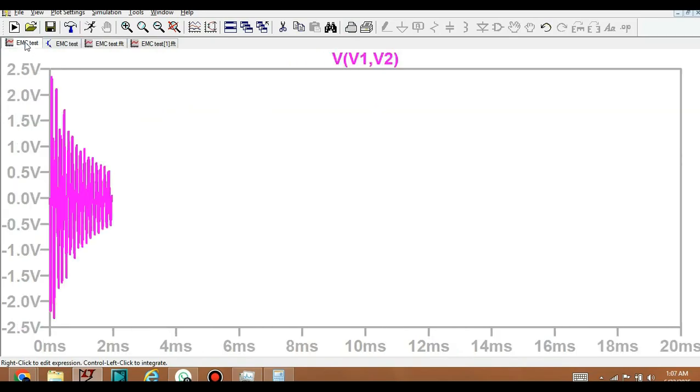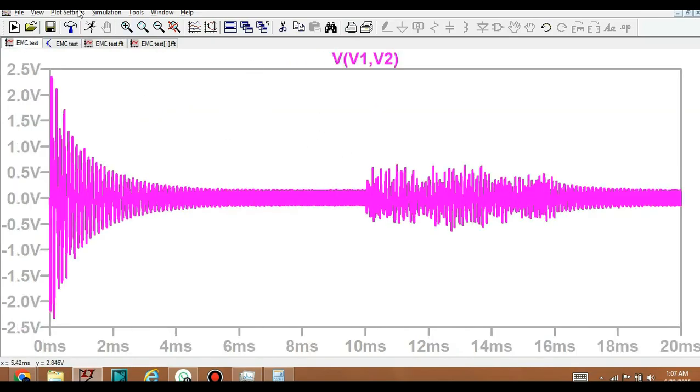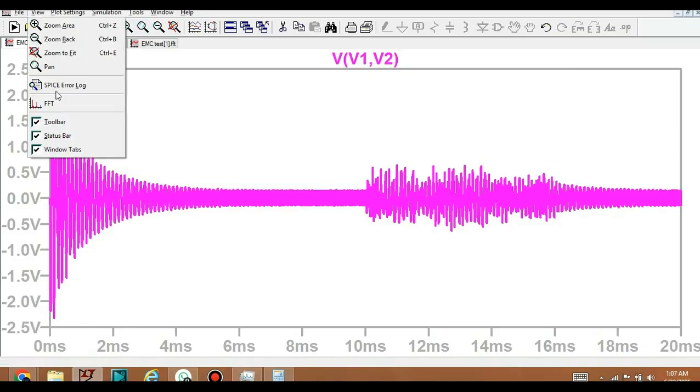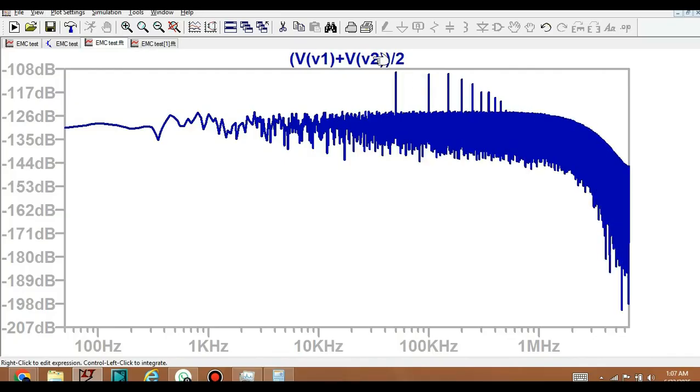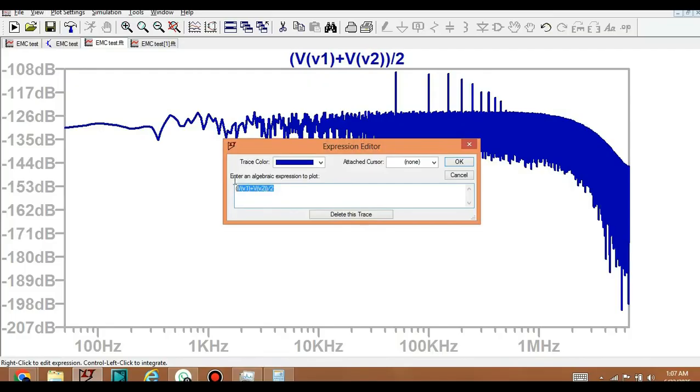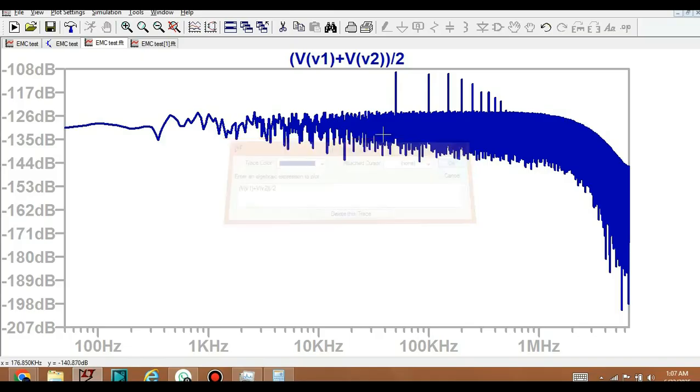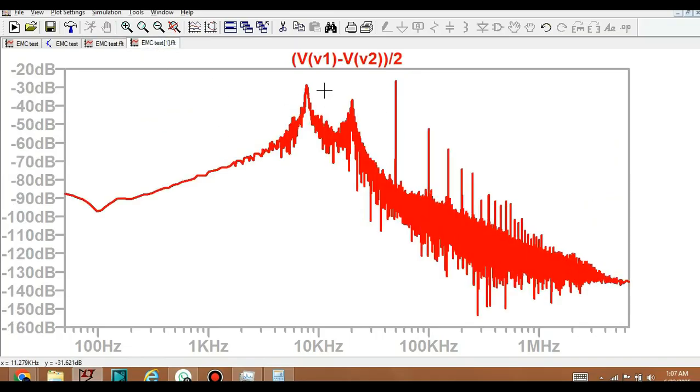To generate your FFT, once your run is completed, you go on view and click on FFT. It is going to generate your waveform, and then you use the math function to extract the common mode noise. Similarly, to extract the differential mode noise, you again use the math function. That is how you will see your common mode noise and differential mode noise in dB, and the frequency at which it appears.